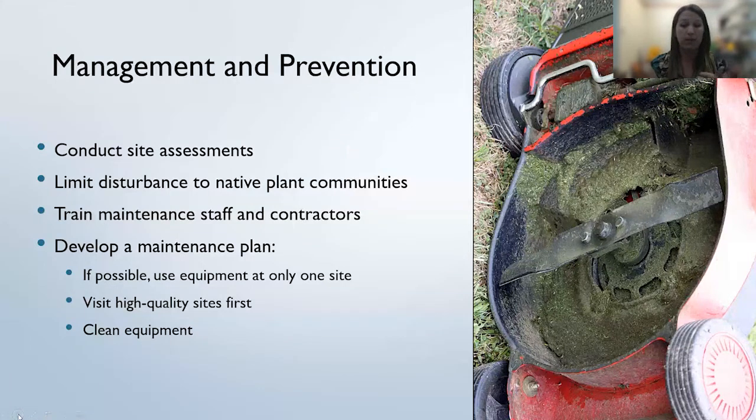But if you do have a property that's a really high quality natural area that you want to maintain the integrity of, try to at least use equipment specifically at that site. Try to have your own equipment specifically for that one site. If you're visiting multiple sites in a day, plan to visit your highest priority sites first, and then work your way down to the lowest priority sites. That way you lessen the risk of an invasive species being spread to your good quality sites from your lower quality sites.